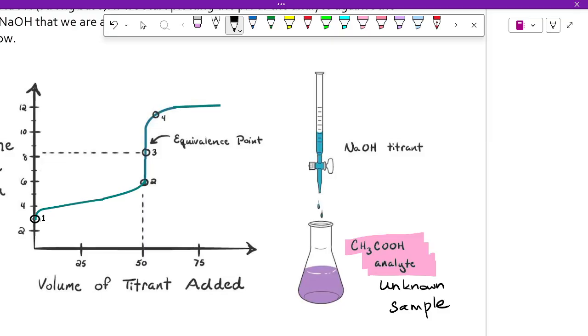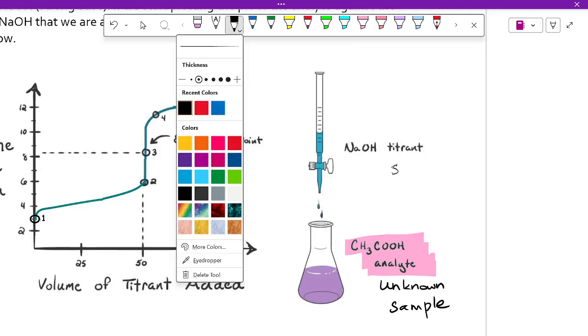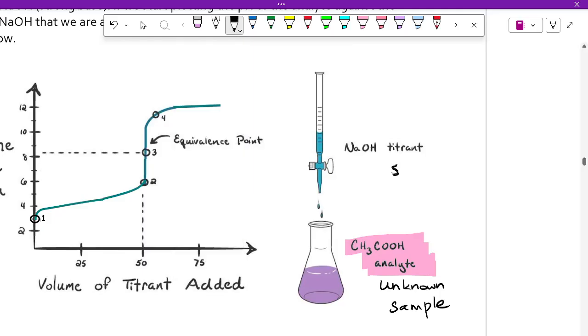The NaOH is the titrant, also known as the known, also known as the standard. I'm going to keep harping on these terms until you know them by heart. So start sticking them in your brain.